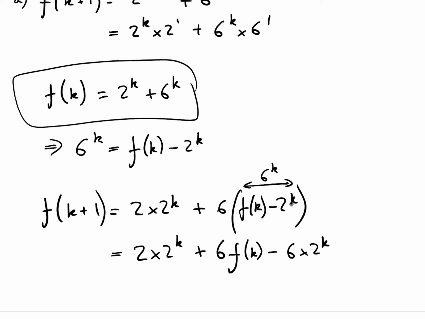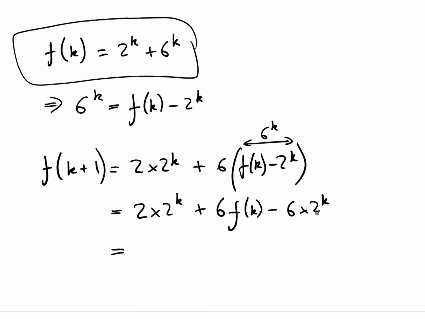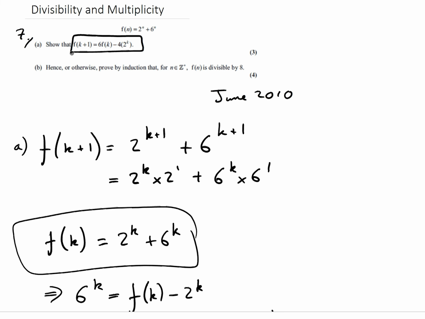Careful, it's not 12 to the power of k. It's 6 times 2 to the power of k, because the 6 and 2, I can't combine those into the same base. Okay, I'm just going to simplify this. So I've got 6 times f of k, and then I've got 2 times 2 to the power of k minus 6 times 2 to the power of k. So what's 2 of something minus 6 of something? That's going to be minus 4 of something. So I've got 4 times 2 to the power of k. And if you look back at the original question, that is exactly what I've got.